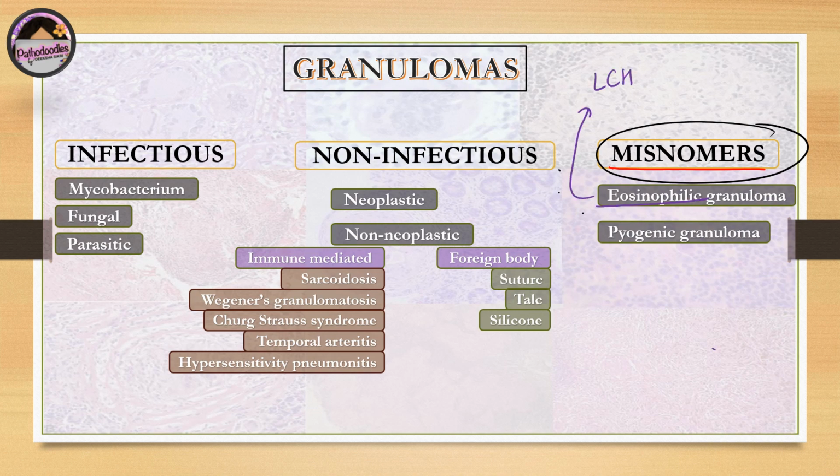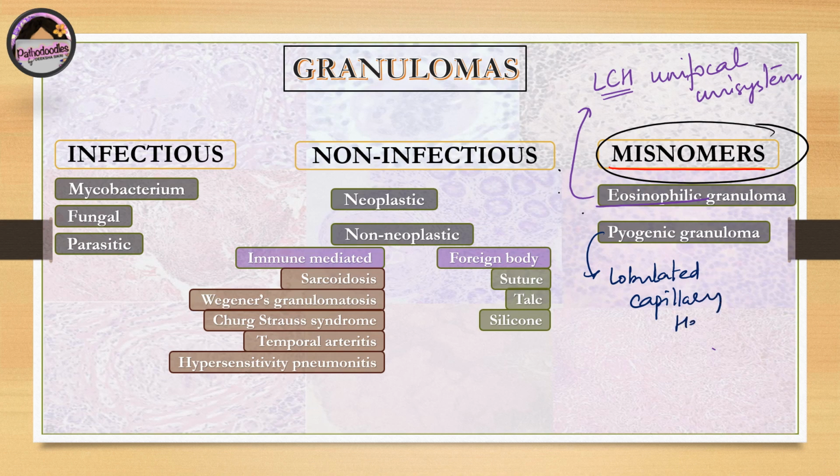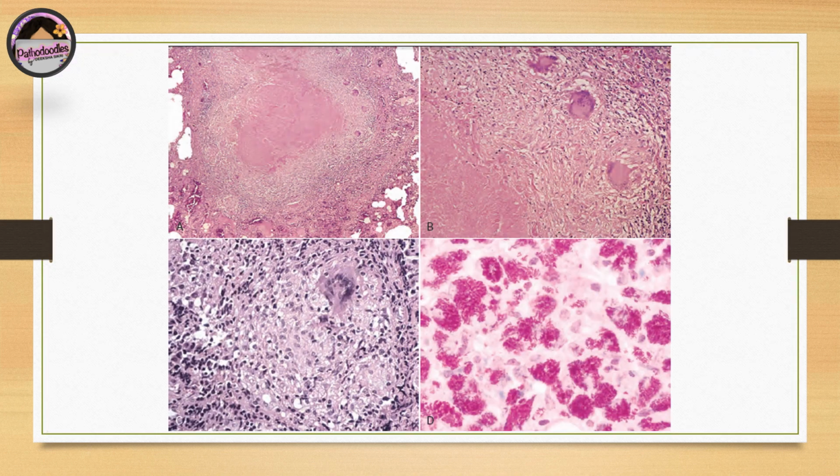Eosinophilic granuloma is another name for Langerhans cell histiocytosis, the one that is usually unifocal and in single system. Whereas pyogenic granuloma is a term that is used for a lobulated or lobular capillary hemangioma. So they are both tumors, but they both do not contain granulomas. They just look like a lot of granular tissue or reddish tissue, hence it's called granuloma. So please remember misnomers: eosinophilic and pyogenic granuloma.